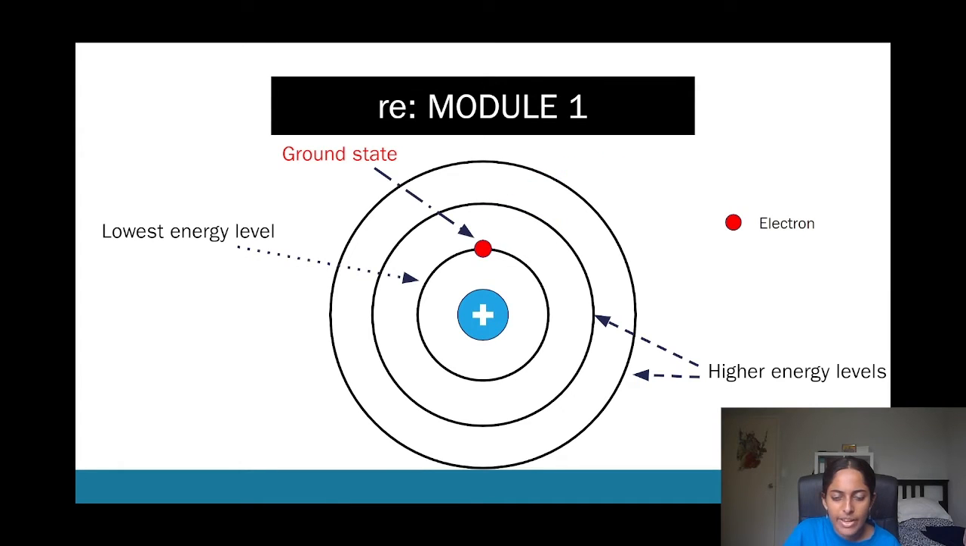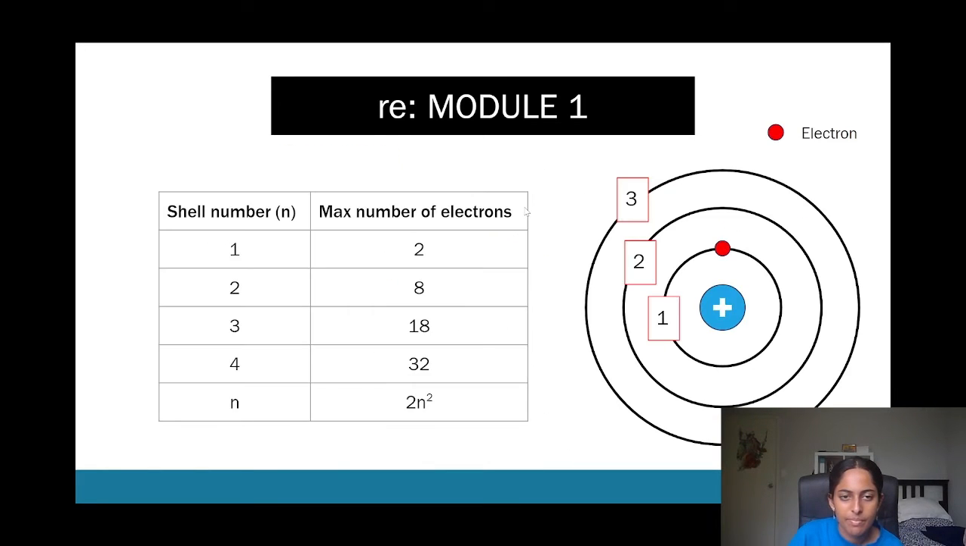If an electron goes from the ground state and gains enough energy, it goes to the next energy level. This would be the excited state. Each shell holds a max number of electrons. Shell 1 holds only 2 electrons, shell 2 holds 8, shell 3 holds 18, the 4th holds 32, and by the time you get to the nth one, it will be 2n squared. That's the pattern.